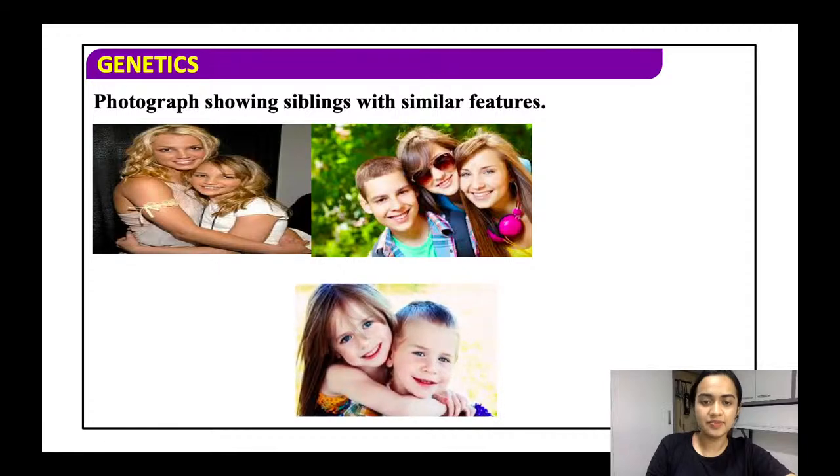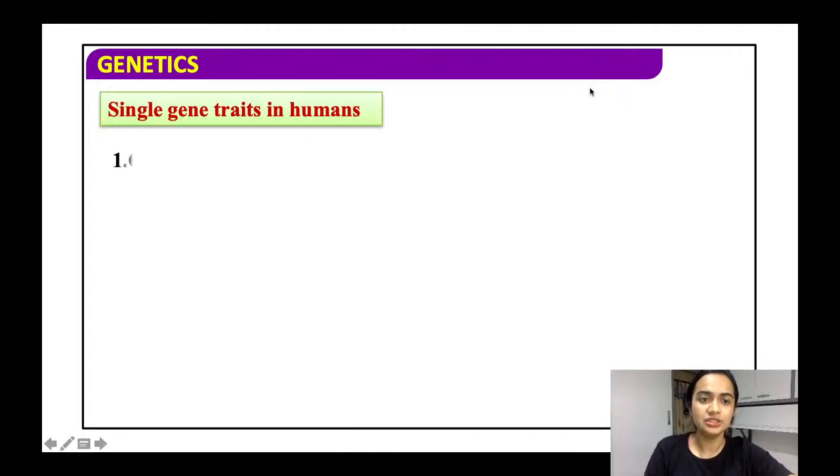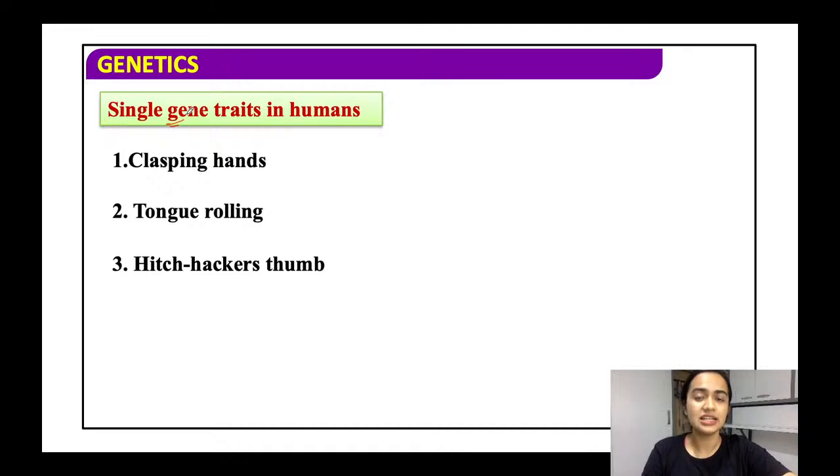This is again an example of siblings having similar features, because siblings, as we all know, have the same parents' genes. So both will have a similar genetic content, but not exactly similar. They will have some variation. The best examples for recognizing some gene traits in humans are clasping hands and tongue rolling.